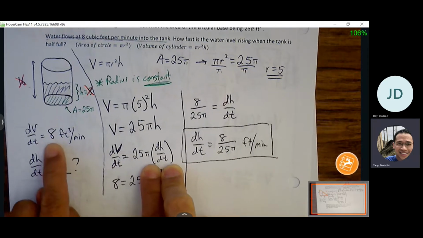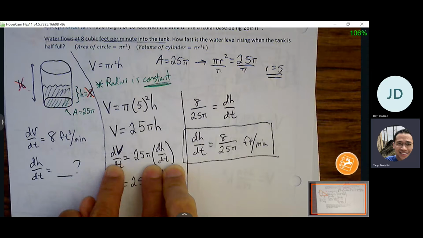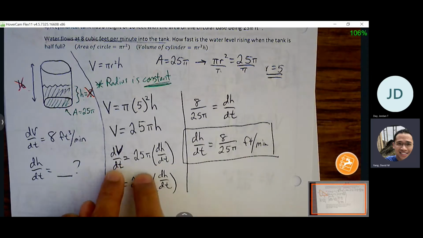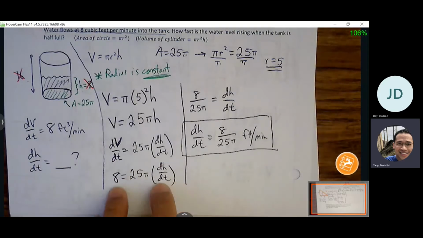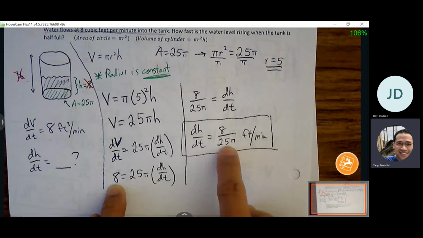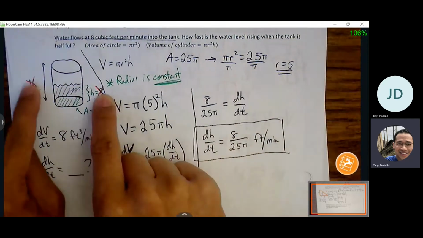If you read the problem, water flows into the tank 8 cubic feet per minute. Plug in 8 for dV/dt. And that's all you need. Once you have that 8 for dV/dt, I can divide the 25 pi over and solve for dH/dt. Okay, one more thing. Careful.